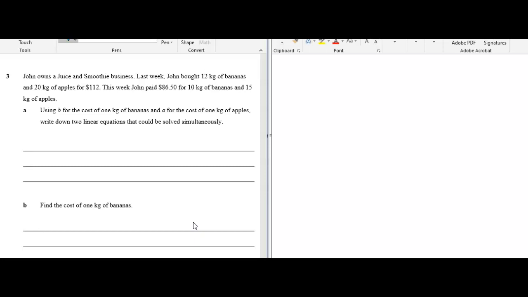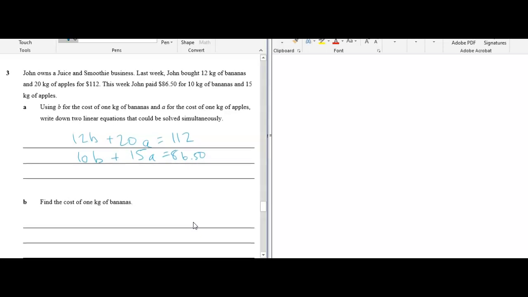So first week, he bought 12 kilos of bananas and 20 kilos of apples for $112. And then he bought 10 kilos of bananas plus 15 kilos of apples for $86.50. And I might just change that 6 so it might look like a B.